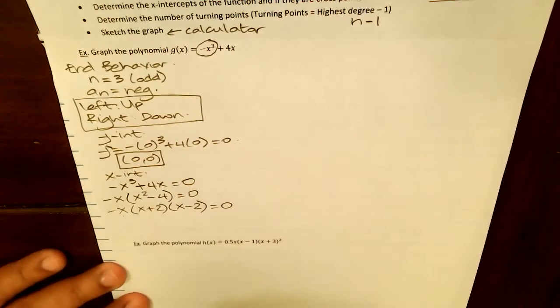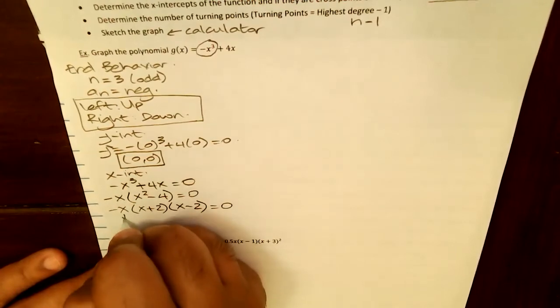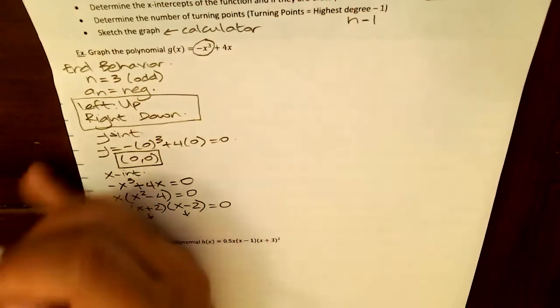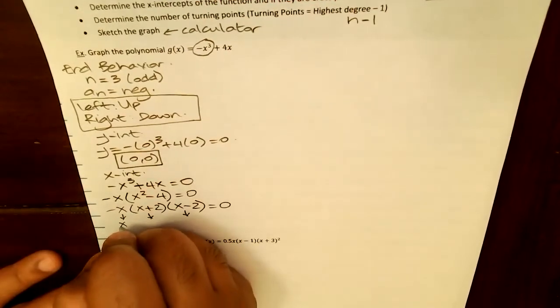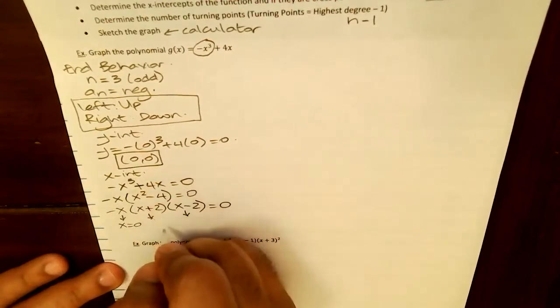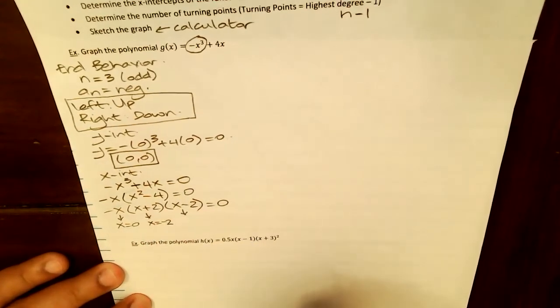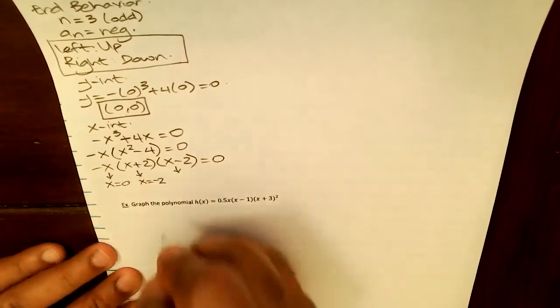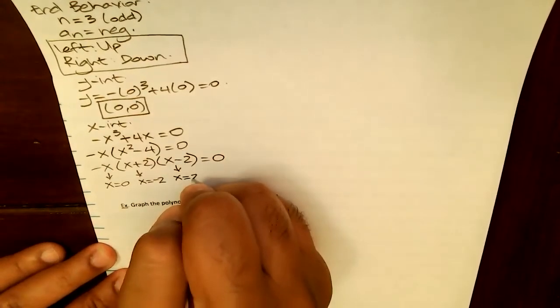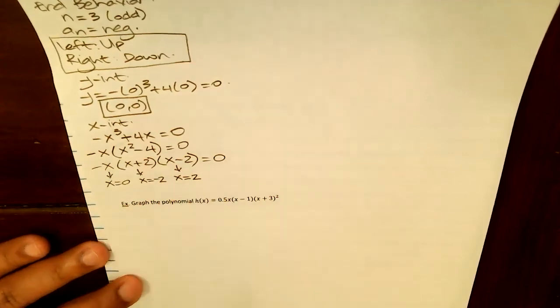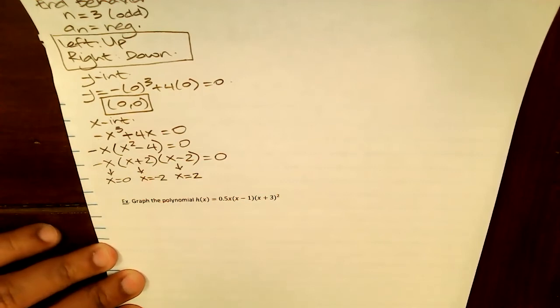What I'm going to do now is set each factor equal to 0 individually. So the first one, if I set x equal to 0, that's just going to give me x equals 0. The next one, if I set x plus 2 equal to 0, that's going to give me x equals negative 2. And the last one, if I set x minus 2 equal to 0, that's going to give me x equals positive 2.